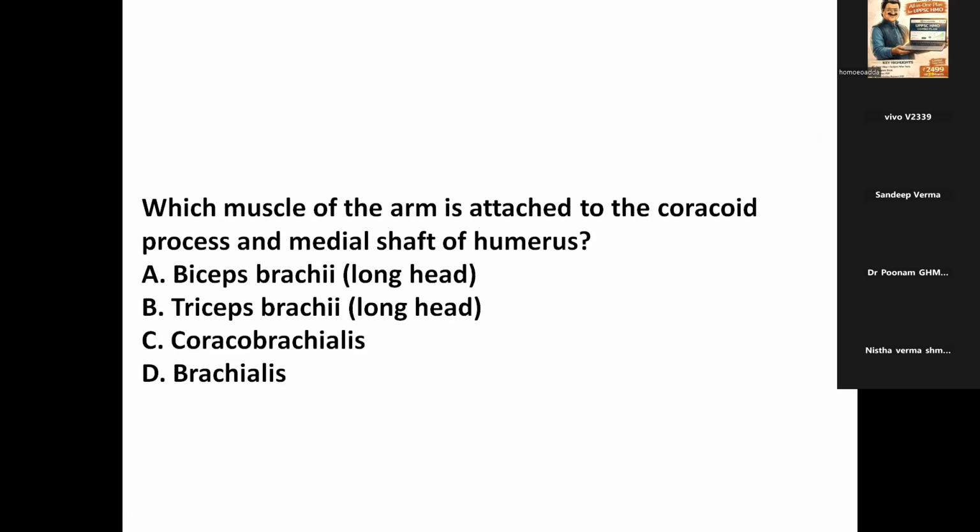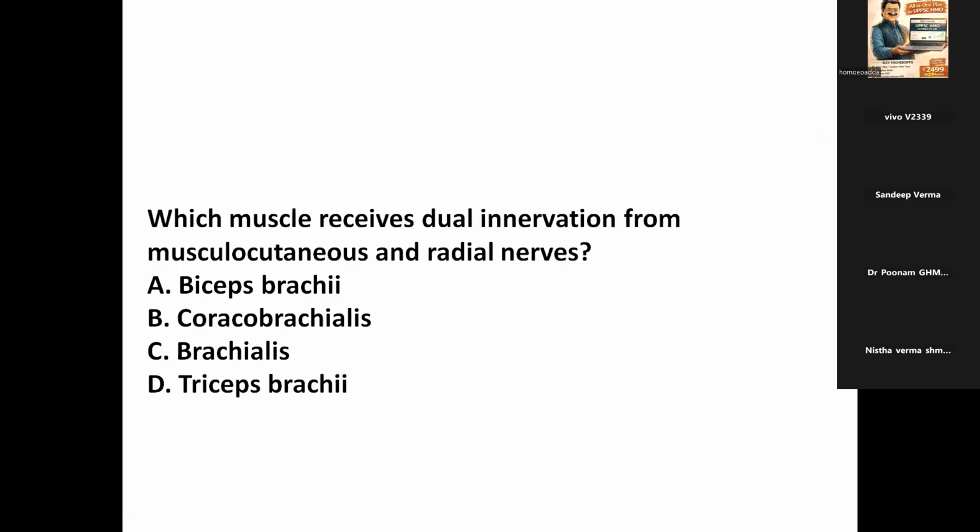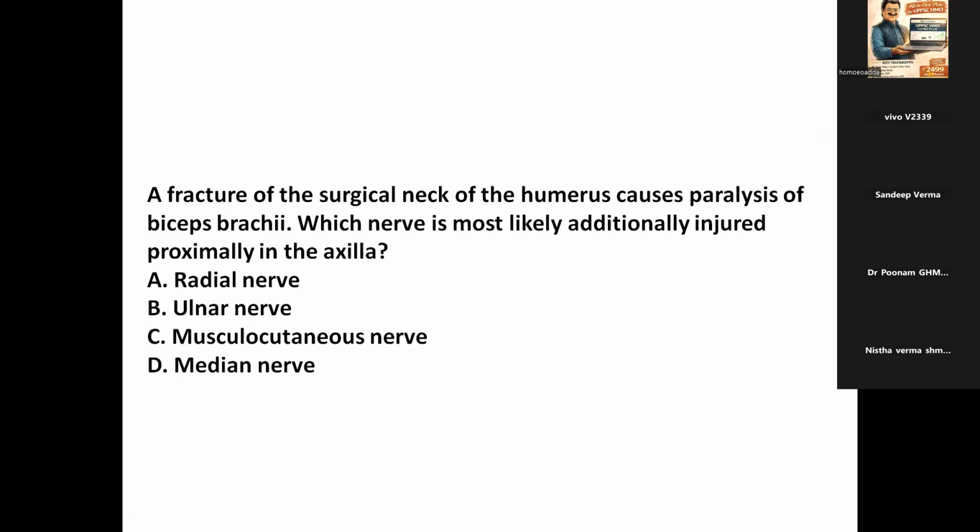Correct. Which muscle of the arm is attached to the coracoid process and medial shaft of the humerus? That means origin is on the coracoid process and insertion is the medial shaft of the humerus. You remember the first muscle that we learned, that was the coracobrachialis. So the answer is coracobrachialis. Which muscle receives dual innervation from musculocutaneous and the radial nerve? Brachialis, correct.